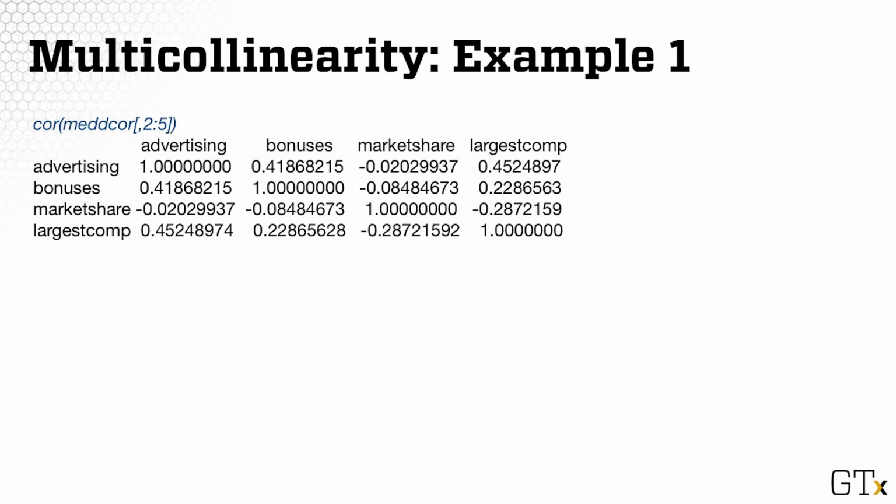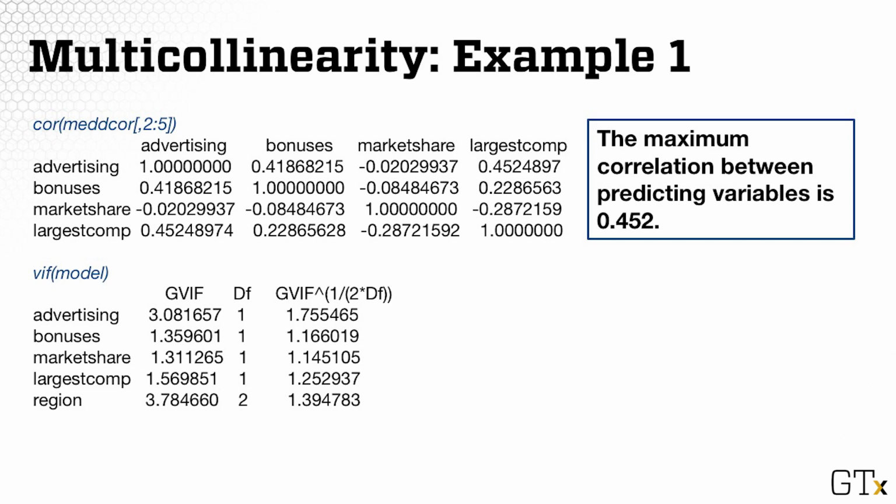In order to compute the correlation between the predictive variables, we can use the cor command in R, which stands for correlation. Here we're going to input the matrix where the columns of the matrix are the four predictive variables. And what we see here is the matrix of the correlation values. For example, the value 0.418 is the correlation between advertising expenditure and amount of bonuses. The maximum correlation between predictive variables across all four predictors is 0.452, so it's not a very strong correlation among the predictive variables.